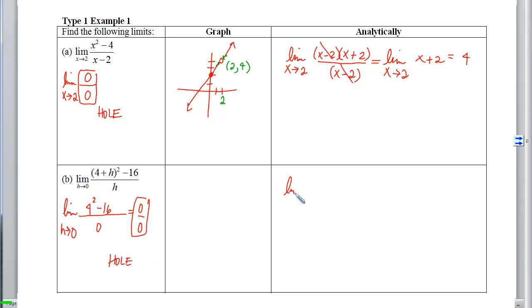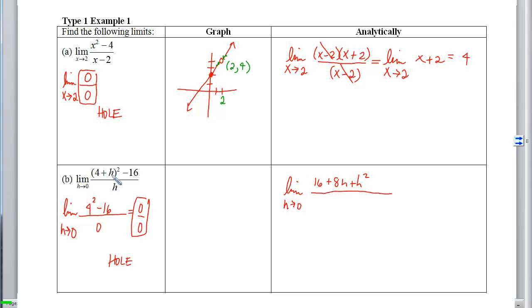So if we look analytically, I can fix most holes, and we'll get into other kinds later, by creating factors that eliminate the problem of division by 0 on the bottom. Looking at this right now, it doesn't look like I can cancel out an h with the top because h is not a factor of 16. So what I need to do is multiply this out.